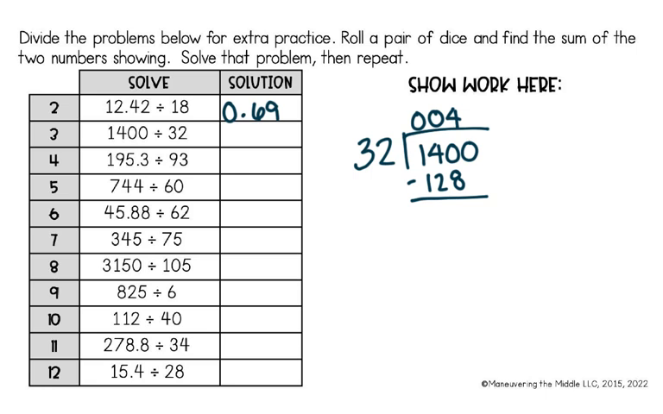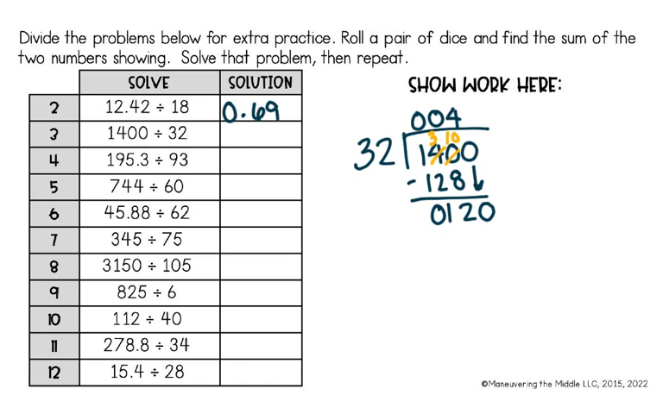So we have 0 minus 8, which we can't do, so we're going to borrow from the 4. That becomes a 3. The 0 becomes a 10. 10 minus 8 is 2. 3 minus 2 is 1. 1 minus 1 is 0. And then we can go ahead and bring down that 0. So now we have 120.